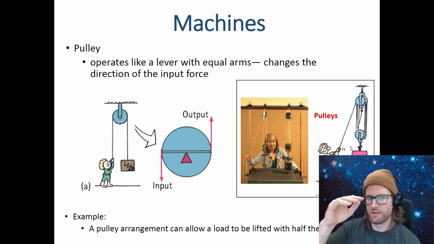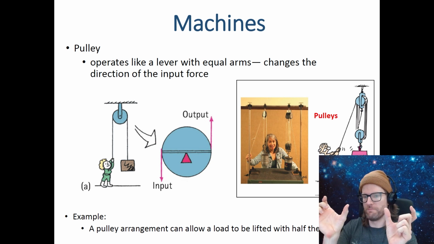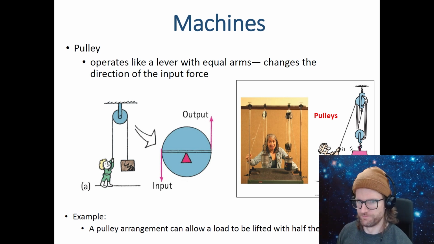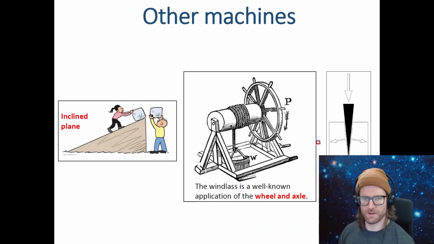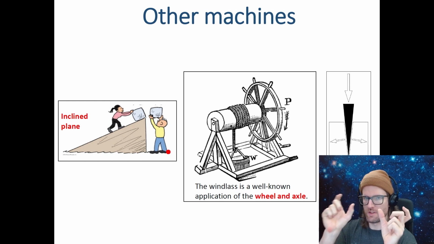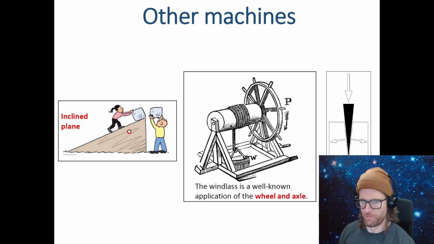And we're using the fact that the two works are the same, but we can manipulate forces and distances. Okay, here's some examples of other situations where this happens. There's an inclined plane, wheel and an axle, wedge. This is all manipulating work, and we can use force and distance to our advantage.